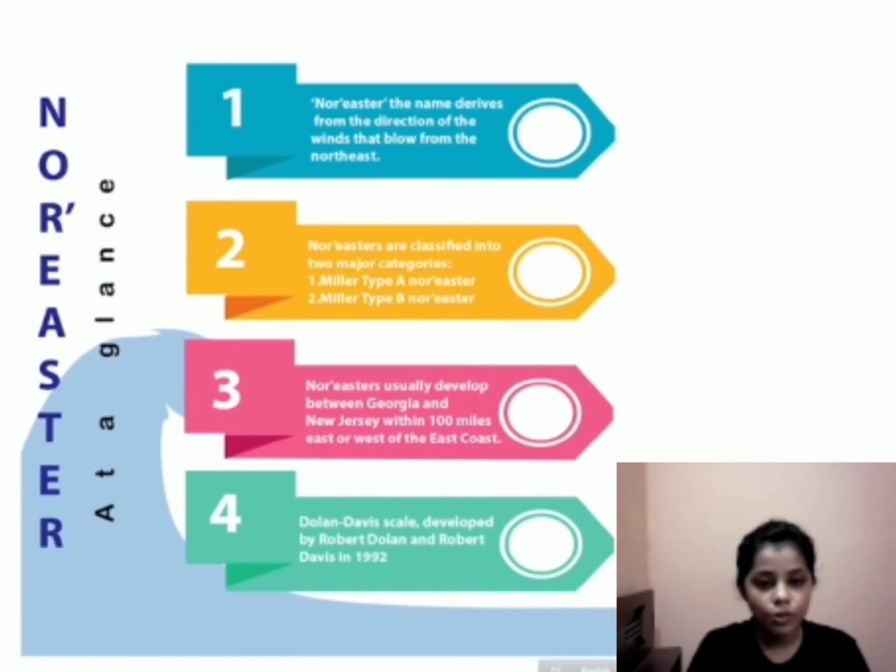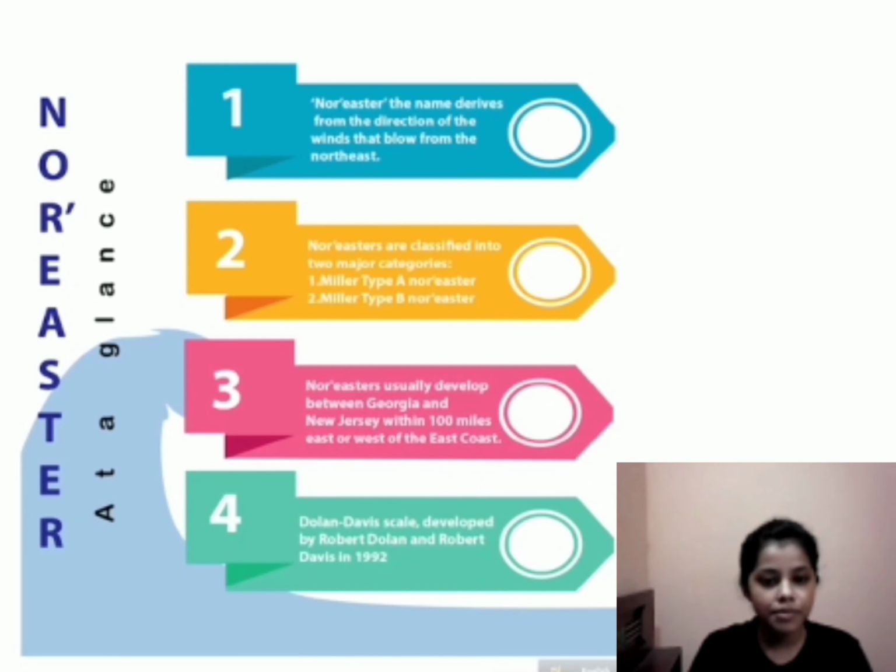A nor'easter, also called northeaster, is a synoptic scale extratropical cyclone in the western North Atlantic Ocean. The name derives from the direction of winds that blow from the northeast. Nor'easters are classified into two major categories: number 1, Miller type A nor'easter, and number 2, Miller type B nor'easter. It usually develops between Georgia and New Jersey within 100 miles east or west of the east coast.